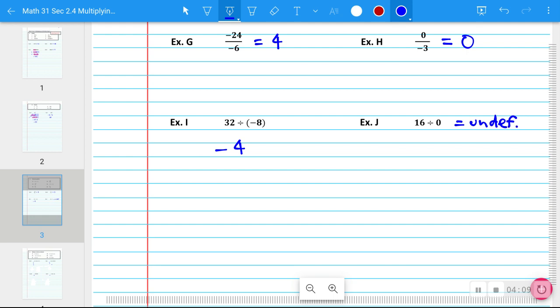Somebody says, so the answer is 0? No, that's not the answer. It's undefined. There is no answer. Now this could be written with a 0 behind the division sign or a 0 underneath, and both of these are undefined. The little mnemonic device is: a 0 on top is okay, but a 0 on the bottom, no way.